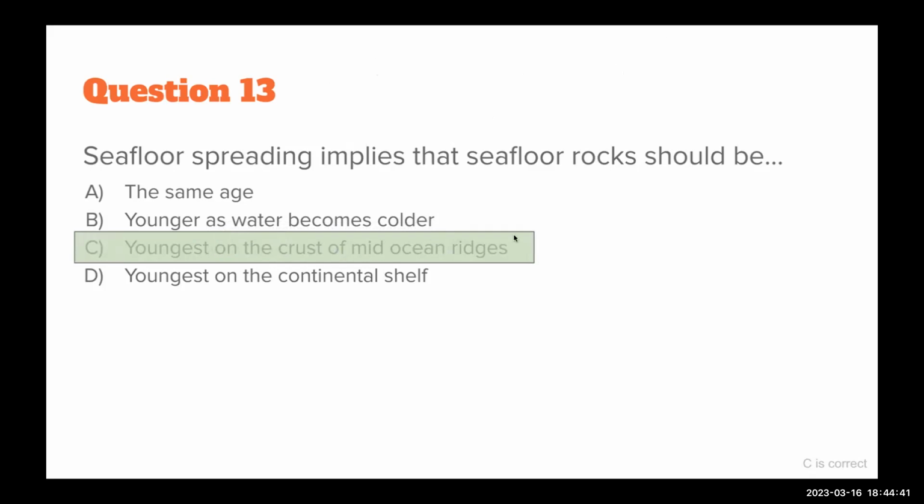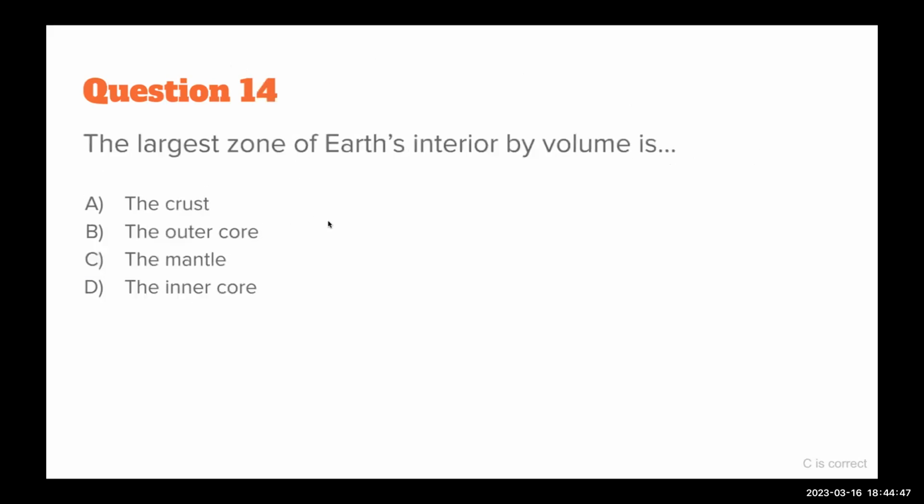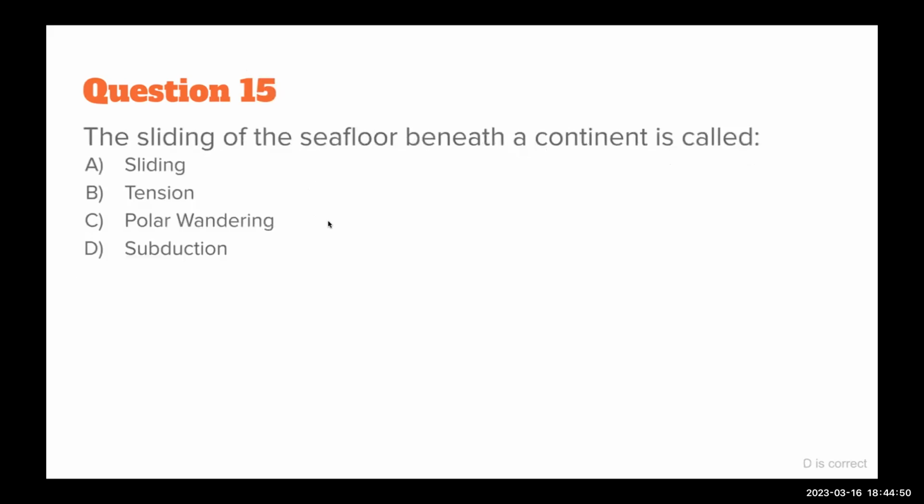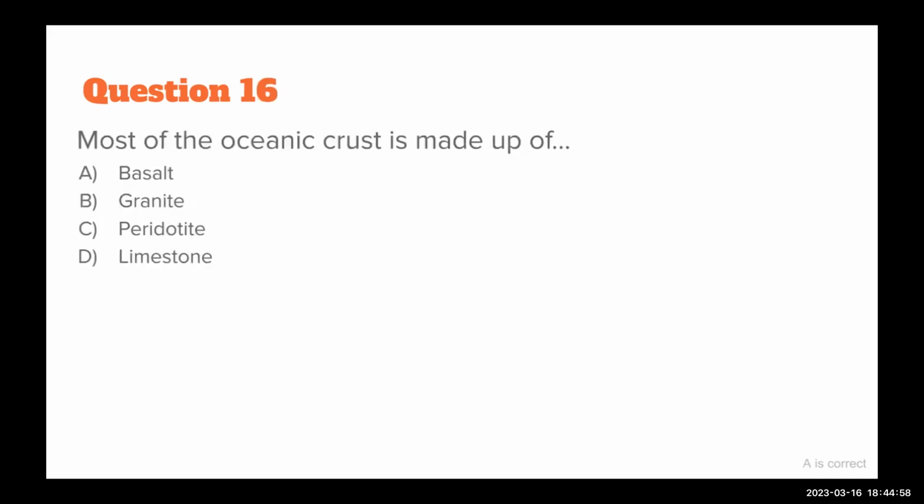The largest zone of Earth's interior by volume is the mantle. Now you know, you don't care, but. Question 15, the sliding of the sea floor beneath a continent is called subduction. Again, they are sliding, but that's not subduction. I think we've covered this by now.